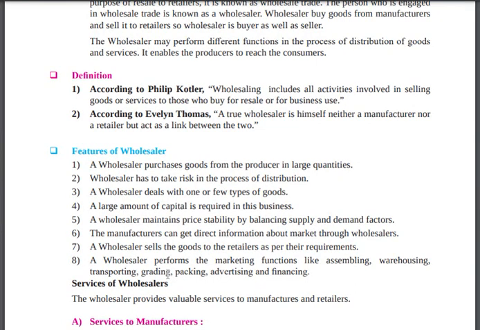Now the definition of the wholesaler is given here. According to Philip Kotler, wholesaling includes all the activities of selling to those who buy to resell in business. Thomas is giving the view that a wholesaler is himself neither a manufacturer nor a retailer. Like, I am not a manufacturer, I am not a retailer. I am a link between the two. That is what is meant by wholesaler. Clear? I am stopping here.